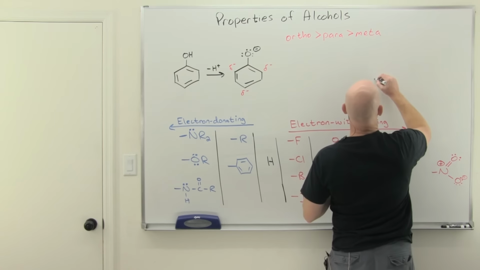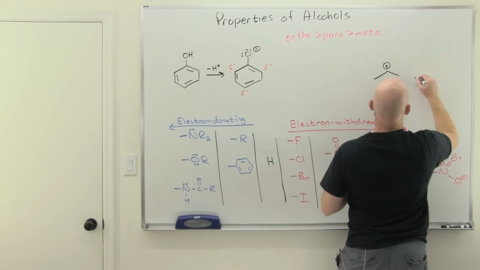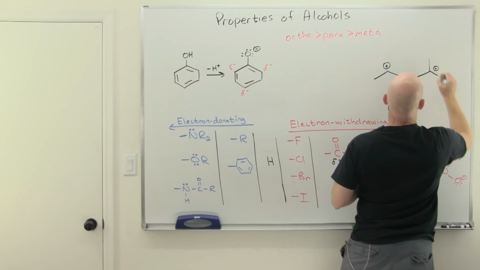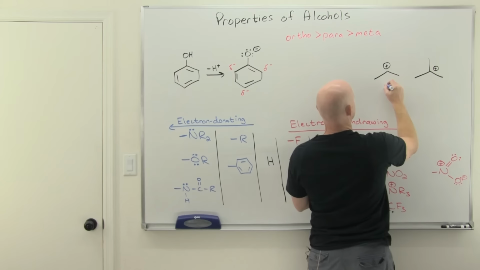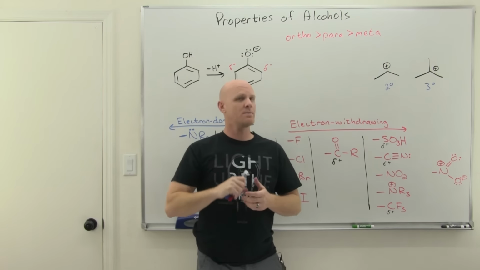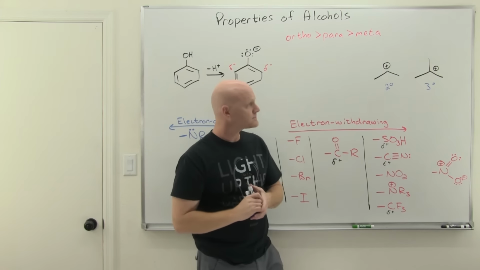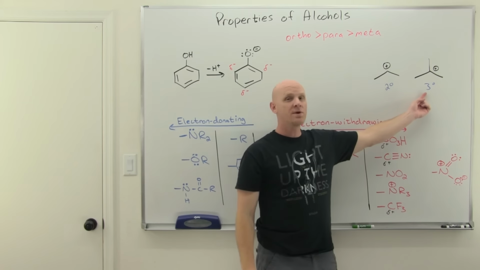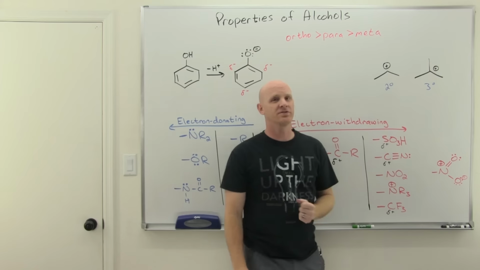So let's say we've got a carbocation here, and I've got this other carbocation. The first one here is secondary, the second one is tertiary. My question for you is, if you remember, which one is more stable? And hopefully you remembered that the more substituted carbocation is more stable.